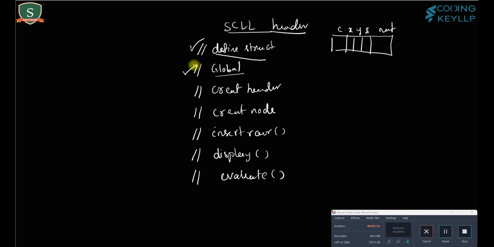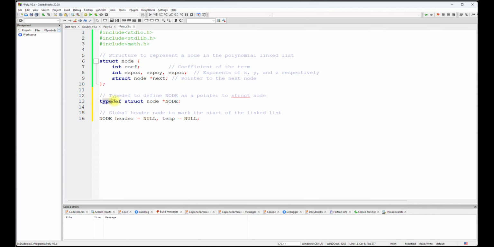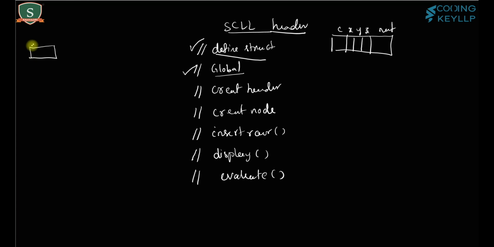Next, let us define the global variables. Here, typedef keyword is used to define the node as a pointer to struct node. After that, globally, there are 2 pointers, node header and node temporary, created with null. It means there is a header with null and also temporary with null. So global variable declaration part is done, then create the header node.